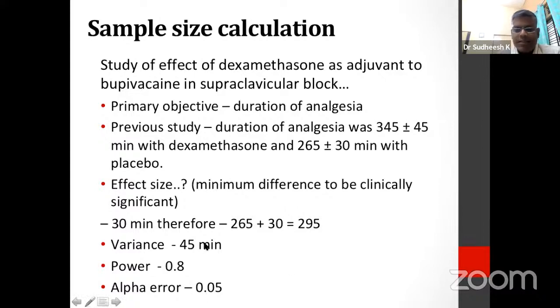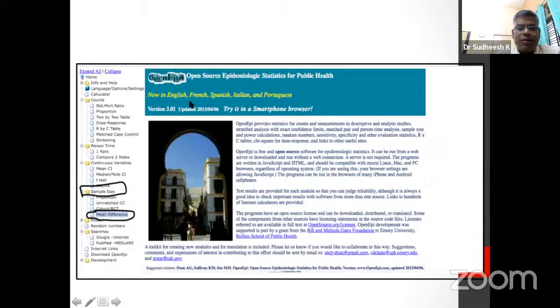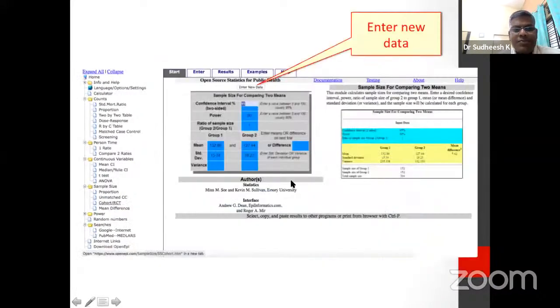Once we have these values in our hand, we just go to any of the software. What I generally use is OpenEpi software, which is a WHO software. If you open this website, this is the opening page that appears. In this page, you click on the sample size, and then a drop-down menu appears like this: proportion, unmatched case-control, cohort, and mean difference. You click on mean difference, and a page like this opens.